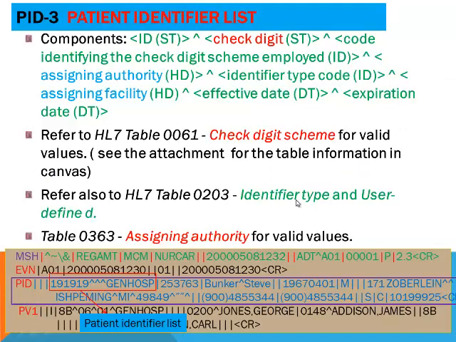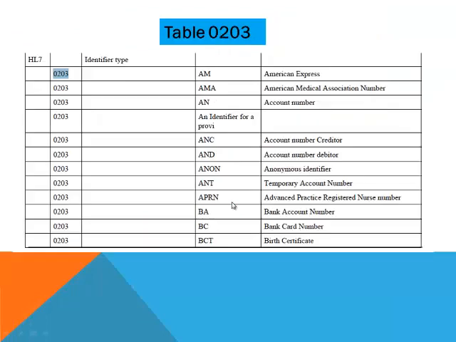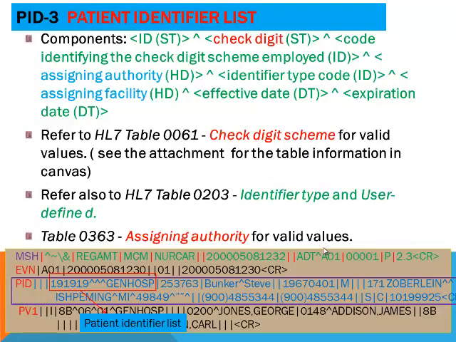So for the identifier type code, that should be from table 0203. I also list the table here. You can see different codes here. If it's BC, that means bank card number. If BA, that's bank account number. If BCD, that's birth certification number. So that is used to identify what kind of type of ID we use here.